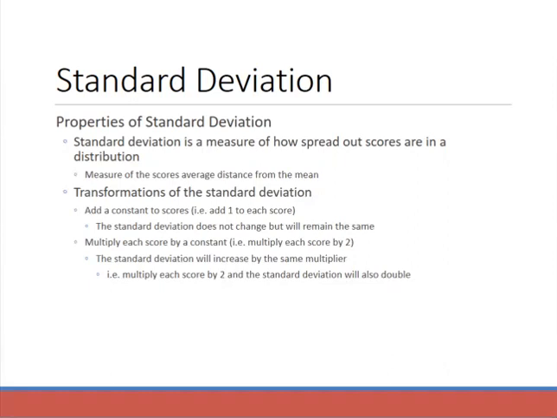If, in contrast, we multiplied each score by a constant, so if we multiplied each score by 2, the standard deviation would increase by the multiplier. Okay, so if we multiplied each score by 2, the standard deviation would double.